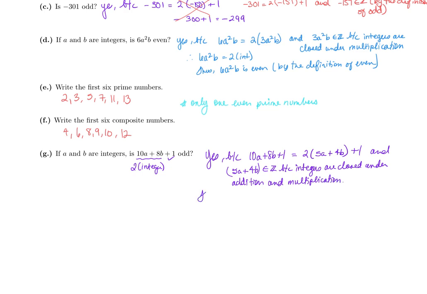So thus, we have that 10a plus 8b plus 1 is now equal to 2 times an integer plus 1. So therefore, we would say that 10a plus 8b plus 1 is odd. And that would be by the definition of odd.